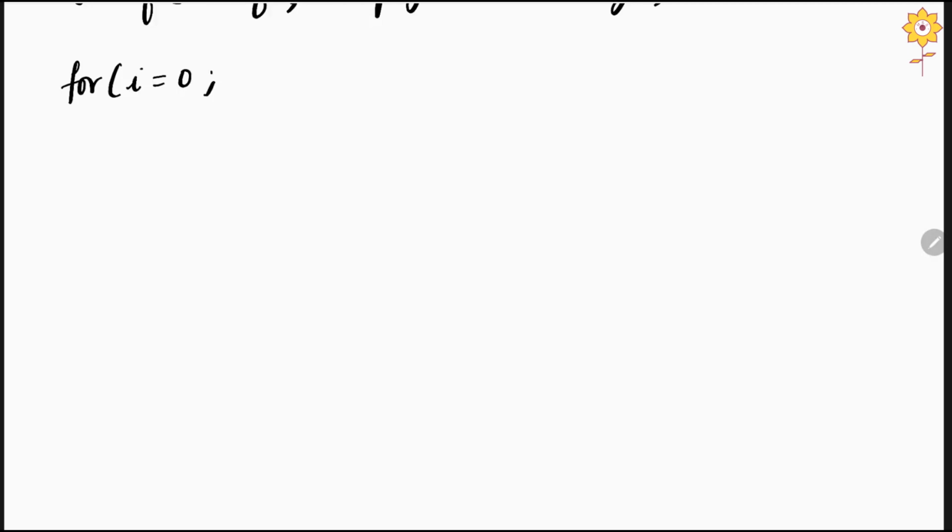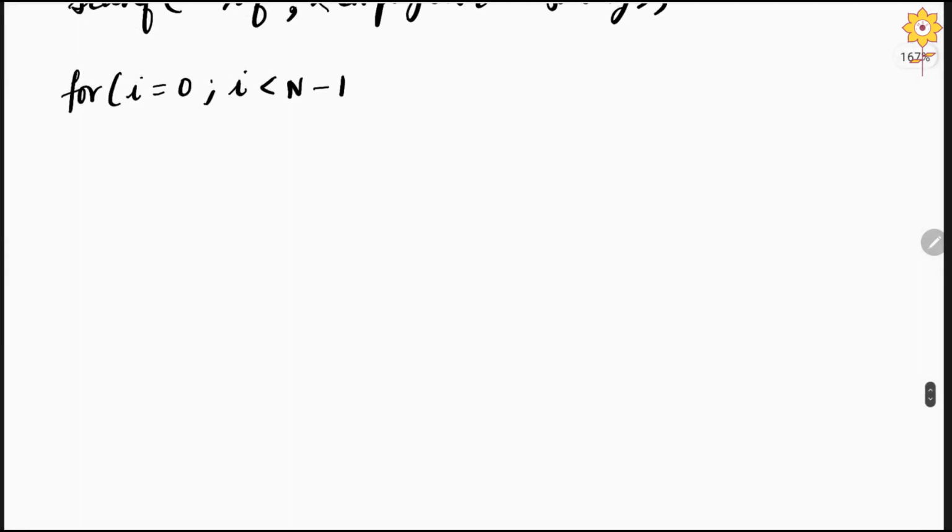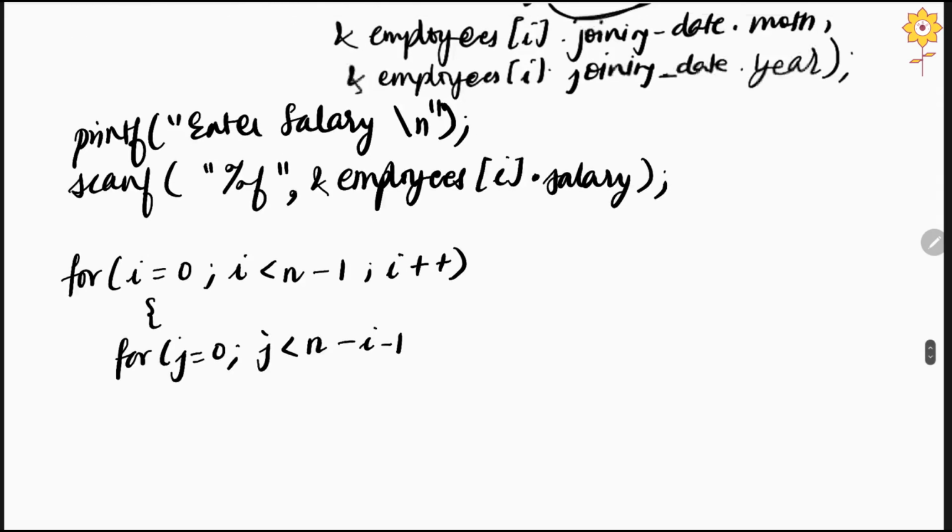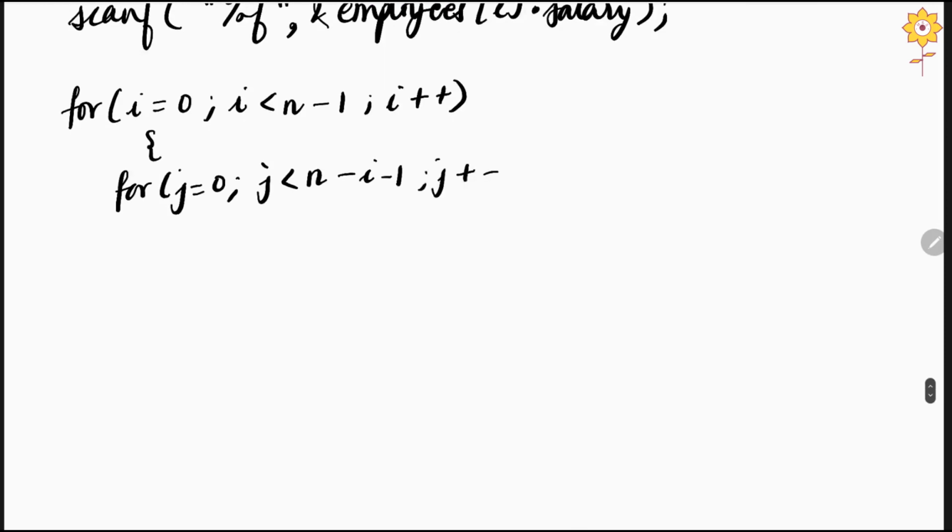i is initialized at 0. i will take how many iterations? It will take iterations till less than n minus 1, and i plus plus. This is the inner for loop. j is also starting at 0. j should be less than n minus i minus 1 and j plus plus. Inside this we are writing if statement. Now if both these conditions are true, then only this if statement will be executed.